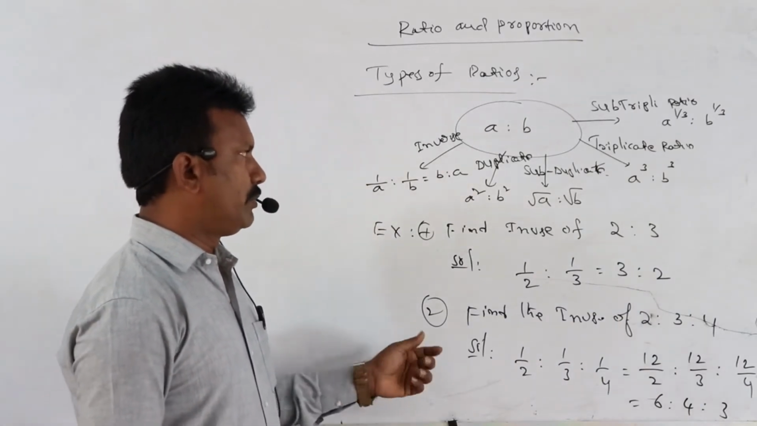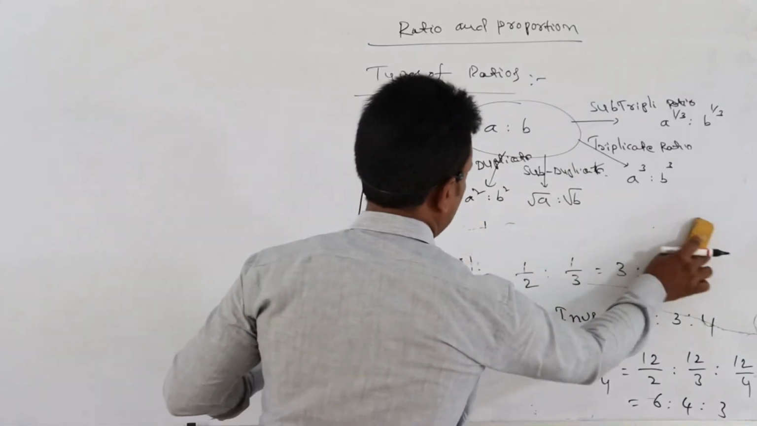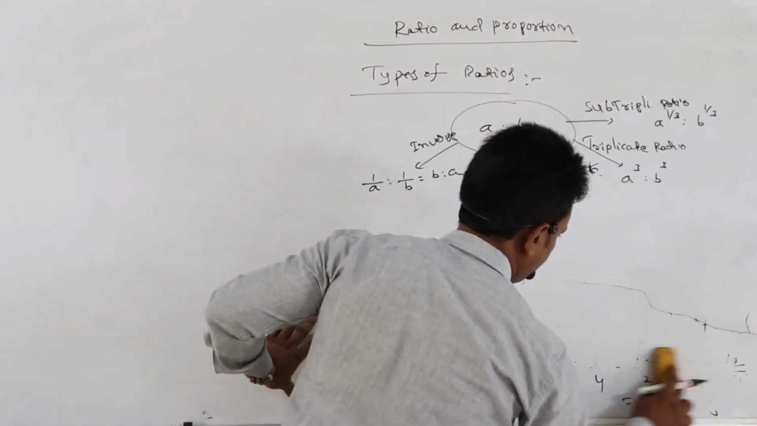Next, one more example, on duplicate ratio. First we write one example on duplicate ratio.